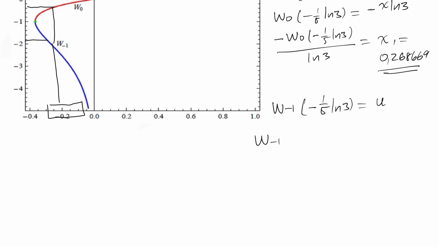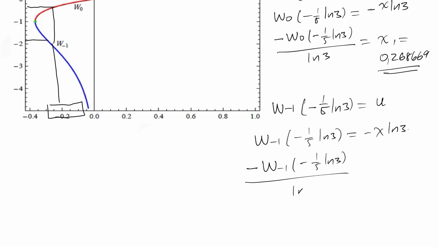Then for the lower bound, we're going to do the same thing. So W minus 1 of minus 1 over 5 ln of 3 is going to equal u, which is minus x ln of 3. So again, we will take the minus across and divide by ln of 3. So minus W minus 1, the lower bound, of minus 1 over 5 ln of 3, divided by ln of 3, is going to equal x2, which is our second solution, and that's equal to 2.170276.